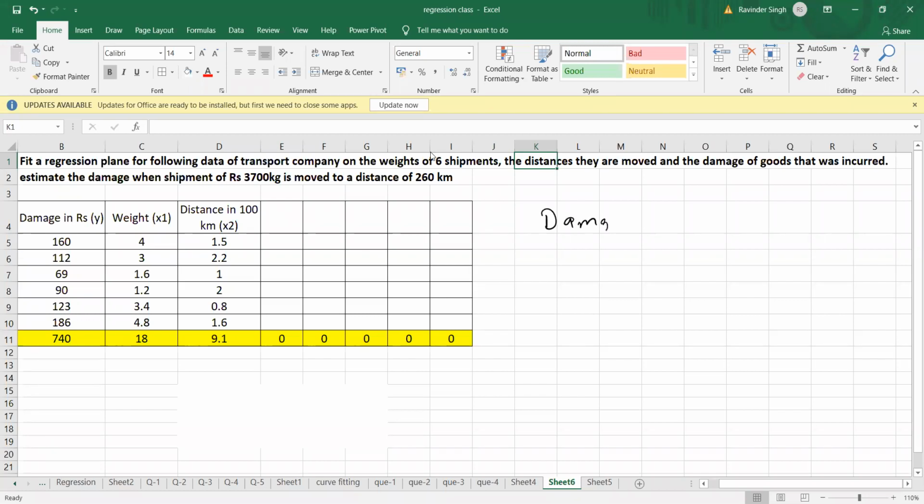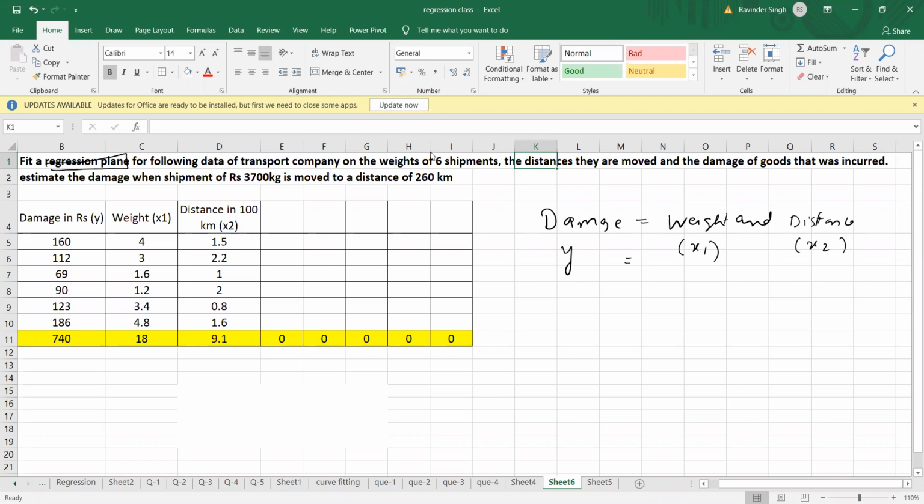In this case, the damage depends upon two factors. One is the weight of the shipment, and the other is the distance it travels. If damage is your dependent variable, the damage of the shipment, whatever the truck carries, depends upon the weight. So weight I have taken as the x1 factor and distance I have taken as the x2 factor. So they are telling us to fit a regression plane.